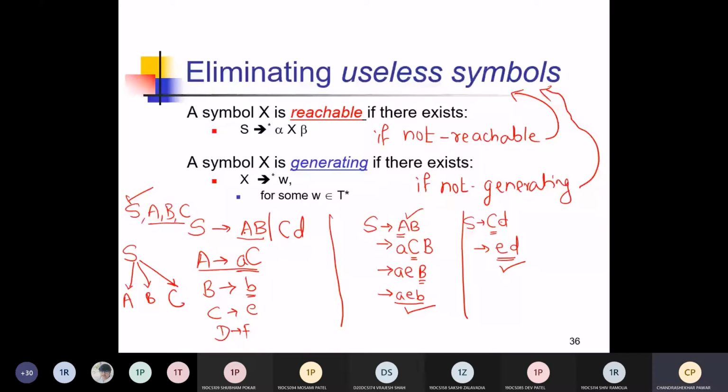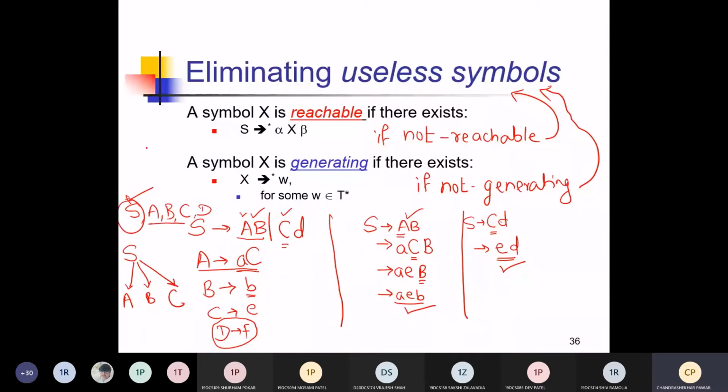So A and B are present within its production, so they are reachable. C is also present within its production, so it is reachable. And another non-terminal is here, that is D. But D is not appearing in the production of S. That is non-terminal D, this one, is not appearing in the production of S. So whether it is reachable or not, that we have to check.